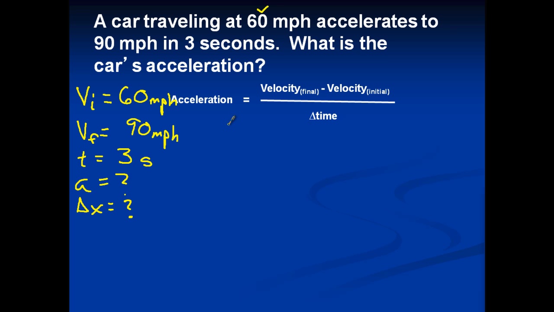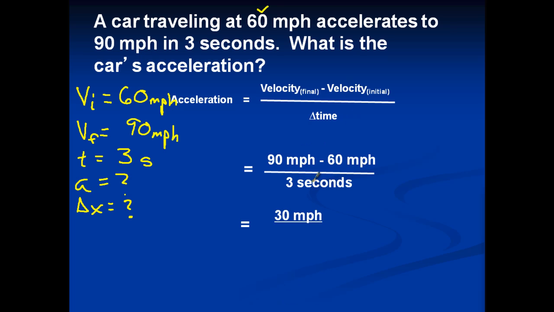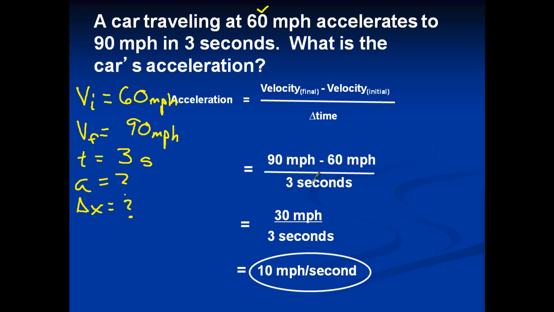Then, after you inventory, you want to write down what equation you're going to use to solve for your unknown. Then you're going to plug in the information from your inventory chart into your equation. So we know the final velocity was 90, we know the initial velocity was 60, we know the time was 3 seconds. You're going to carry out, simplify, until you get down to your answer. And always make sure you circle your answer. So 10 miles per hour per second.